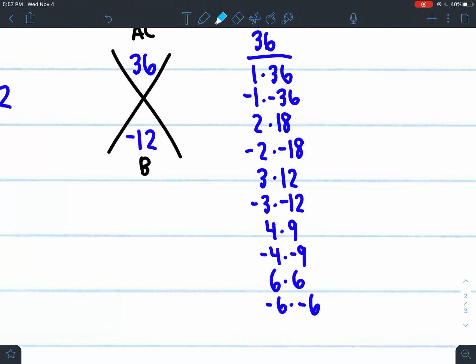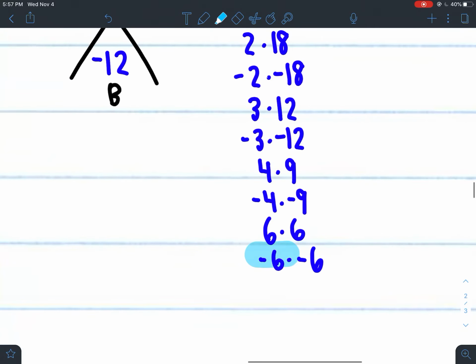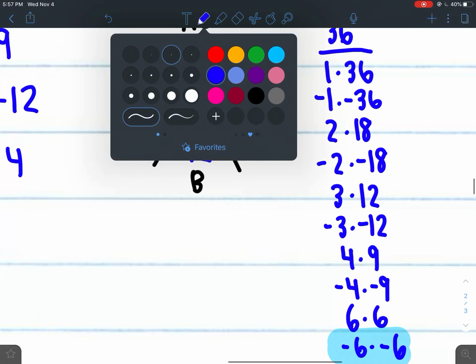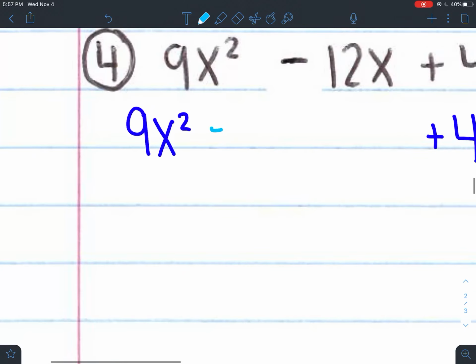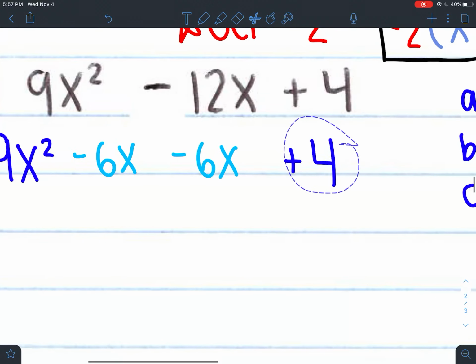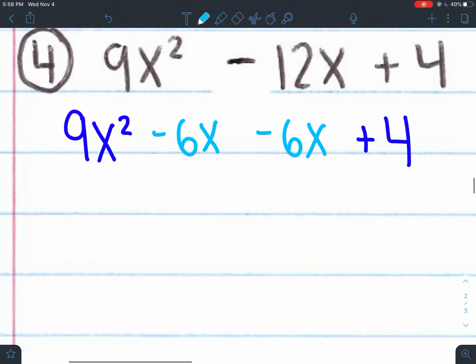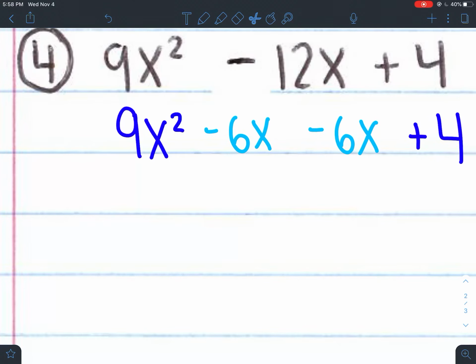Now, we wanted to add to negative 12. So out of all these combinations, only one of them adds to negative 12, and it's that last one. Negative 6 and negative 6. Those make negative 12 if I add them together. So they multiply to make positive 36, but add to make negative 12. So I'm going to have negative 6x and negative 6x, because we're trying to split up that middle term. That's the whole purpose of why we're doing this.